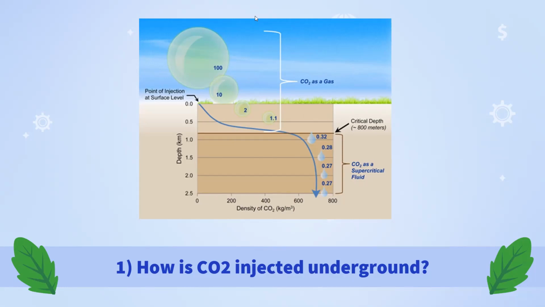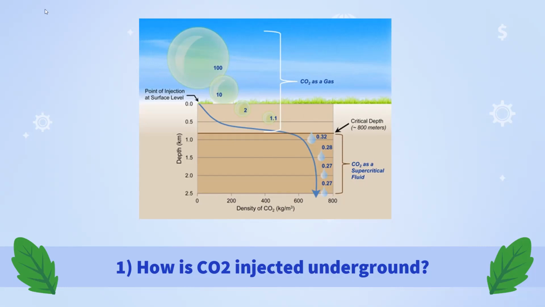So to be injected underground, the carbon has to be in a supercritical fluid state, which is basically having the properties of a liquid and a gas, in order to take up the space. Now, this is naturally possible after a specific critical depth, where Earth has the pressure and temperature required naturally.